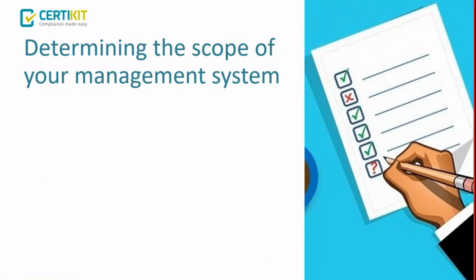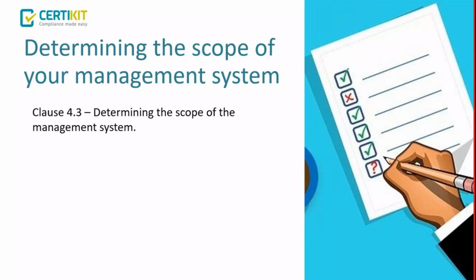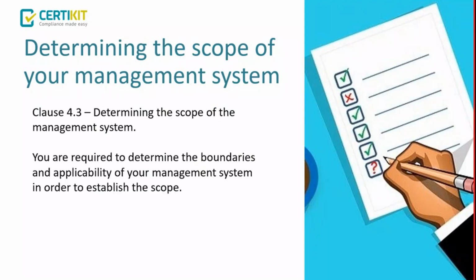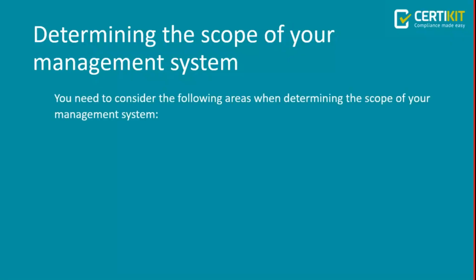We're now going to go into determining the scope of your management system. This is 4.3, the subclause 4.3. Determine the scope of your management system. It states you are required to determine the boundaries and applicability of your management system in order to establish the scope. So before you can actually write your scope down, you need to be able to say what is going to be in that scope. So you need to consider these areas. What business units and their functions are going to be included in the scope?